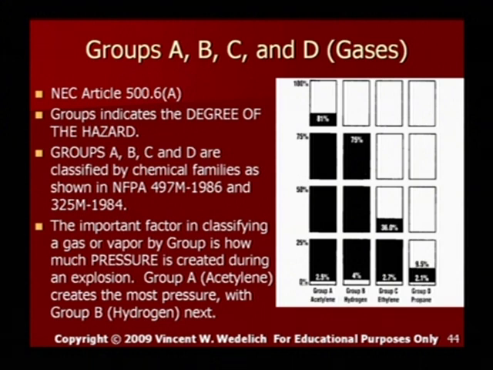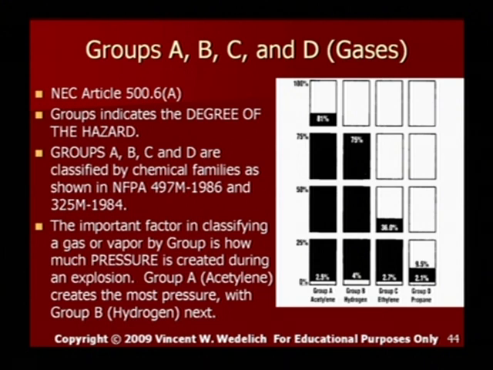Class 1 would be a gas, and the Div 1 area would be where the gas is normally there. It's present all the time. So now we need to describe what type of gas it is. It's in Group A, B, C, or D gases. NEC Article 500.6(A) talks about these gases.